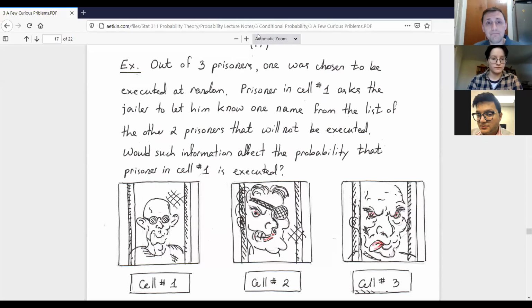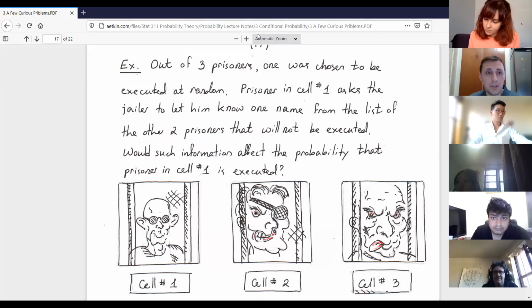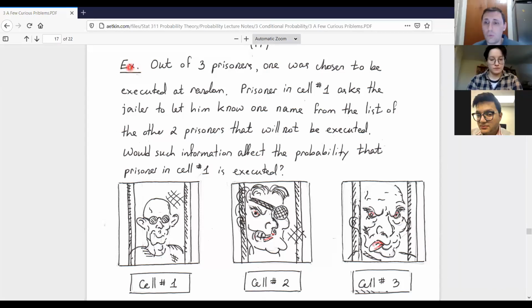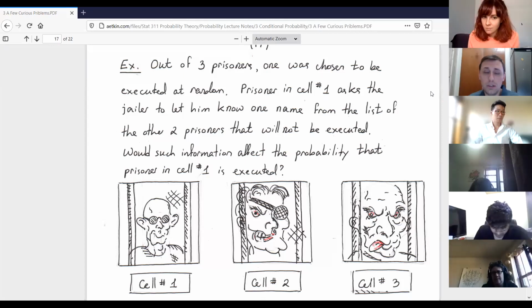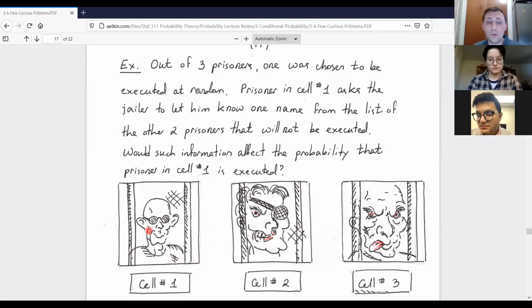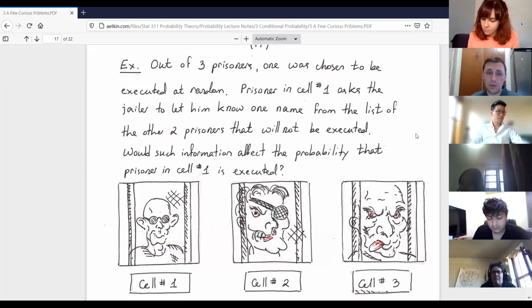Here it is. And think about it carefully. I'm not sure if you remember this question, guys. 3 prisoners. 1 was randomly picked to be executed. Now, prisoner number 1 is rather smart, and he wants to know from the jailer which one of the 2 remaining prisoners will be let go. Regardless of who is executed, one will be let go. The jailer tells him, well, I cannot tell you that information because I will affect your probability of being executed. So what do you think of that problem?